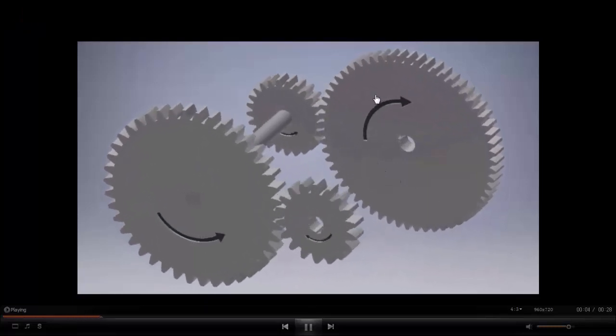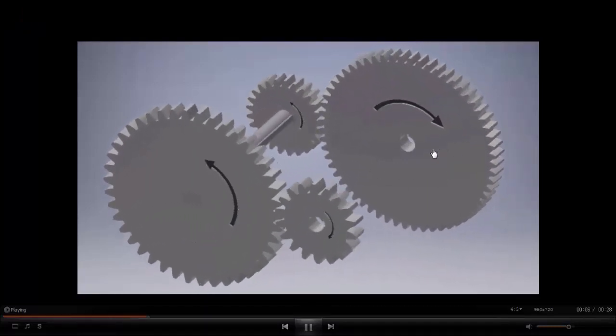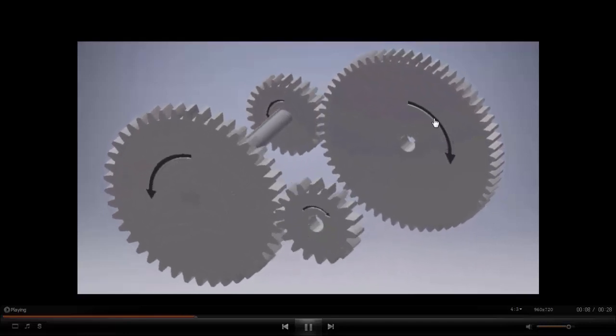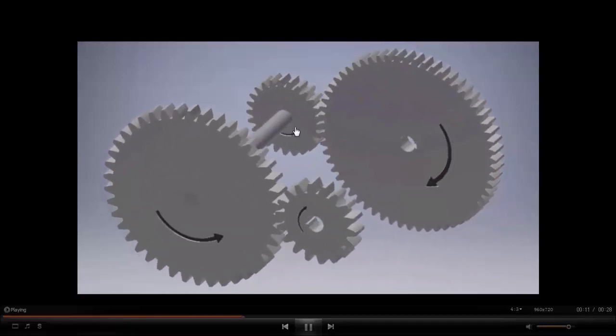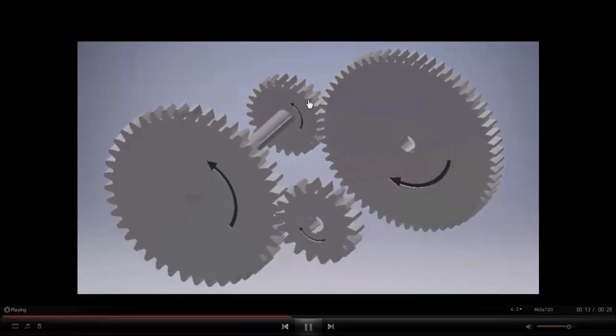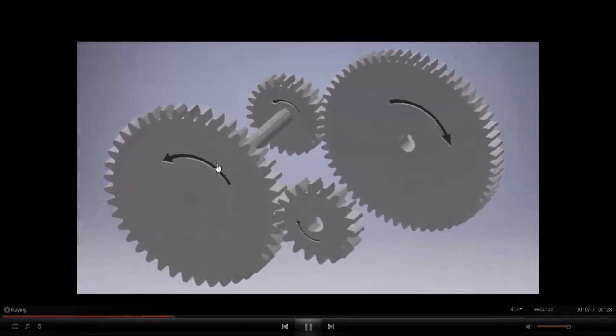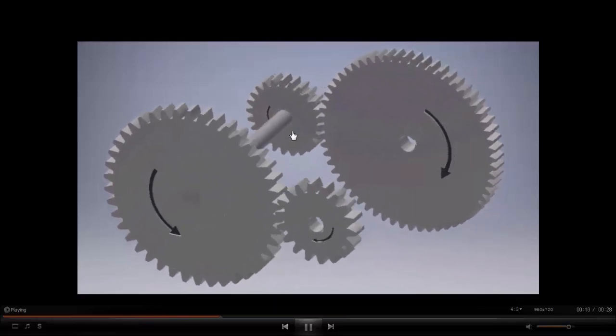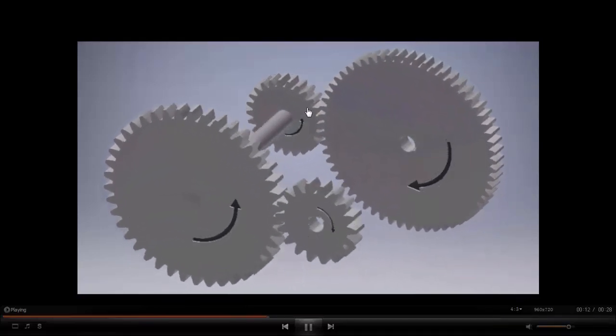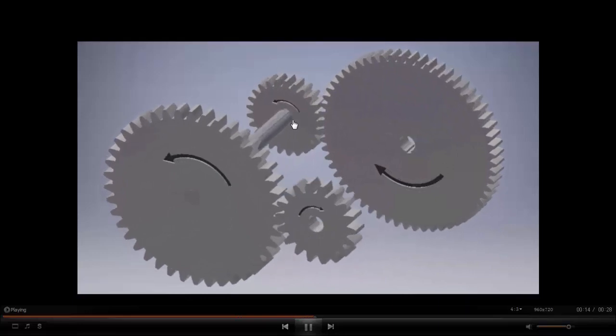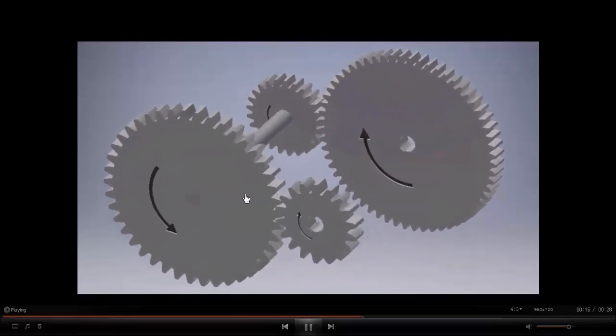Imagine that this is your driving gear. It is rotating at a slow velocity, and it is transmitting its motion to this gear. Because this gear and this gear are compounded together, they are both rotating at the same RPM. Even though it might look different because of the size, they are rotating at the same RPM.